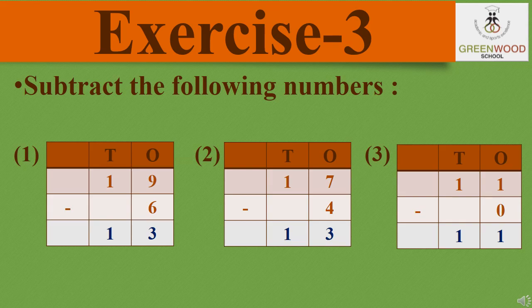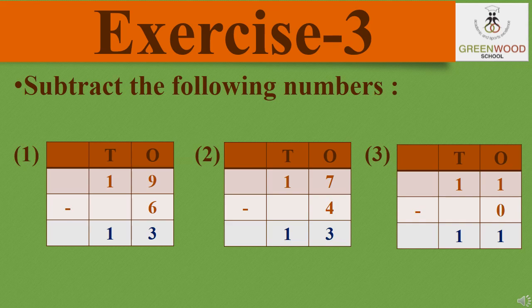Second one, 17 minus 4. Subtract the ones. 7 minus 4. So take out 7 fingers. Out of which fold 4 fingers. So now how many are you left with? 1, 2, 3. And now subtract the tens. That is only a single number, so copy as it is. So our answer is 13.